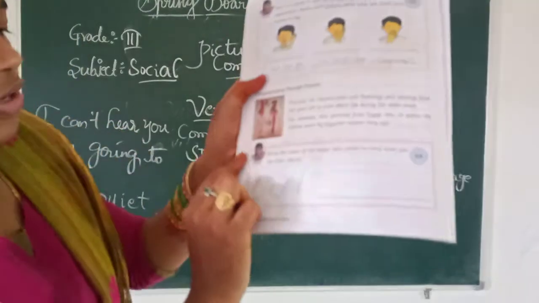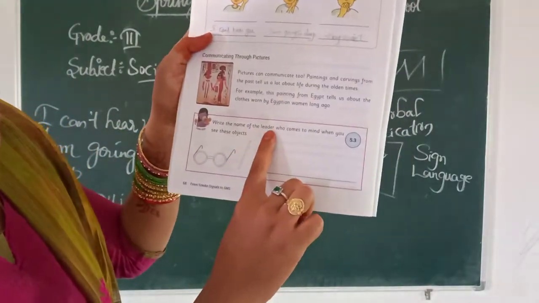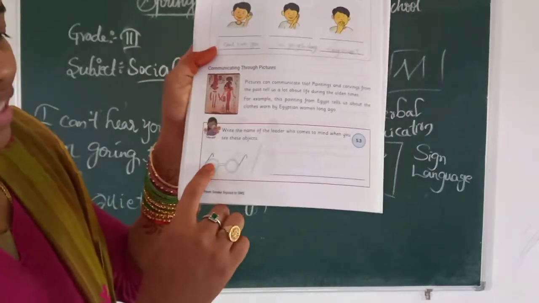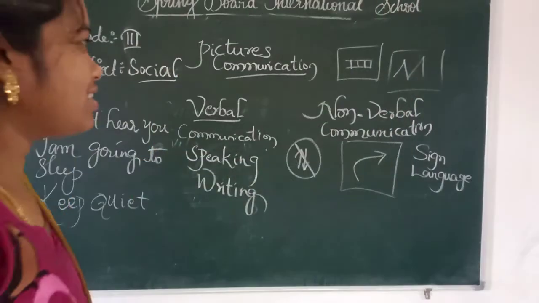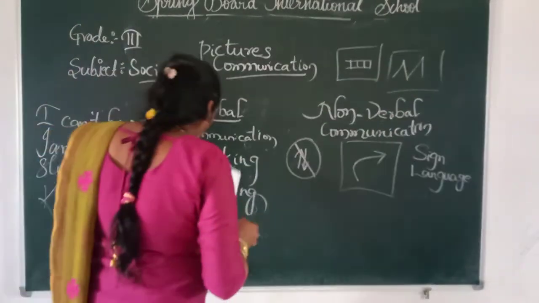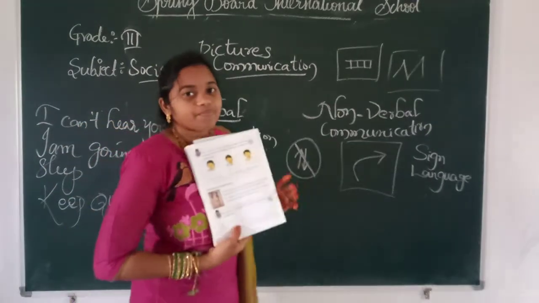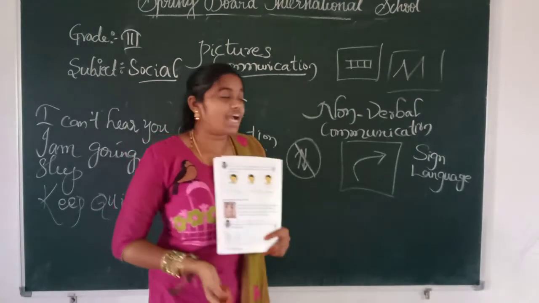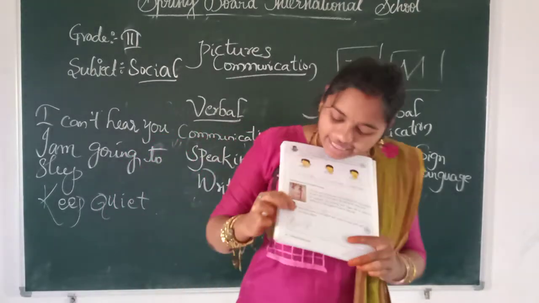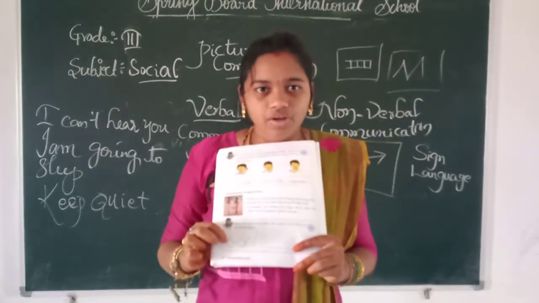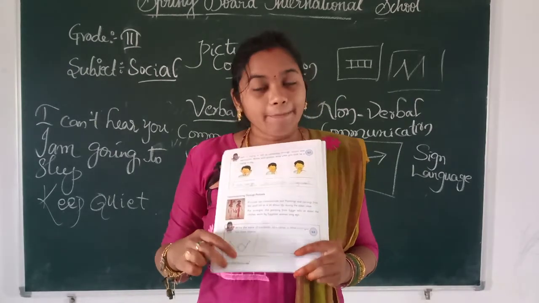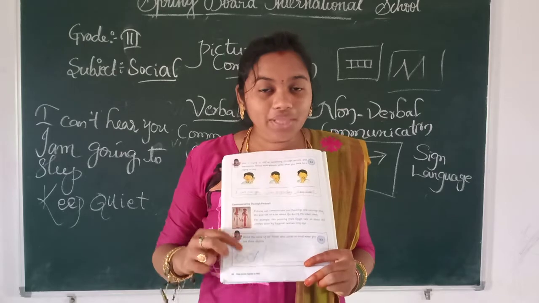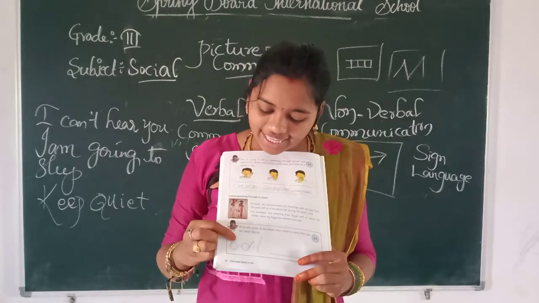We have another activity also. Write the name of the leader who comes to mind when you see this object. Spectacles and a cane. Just observe who is the national leader. Yes, this is none other than Mahatma Gandhi. So, he has nothing to say. There is no gesture. But we can understand the concept, right? Through the pictures.